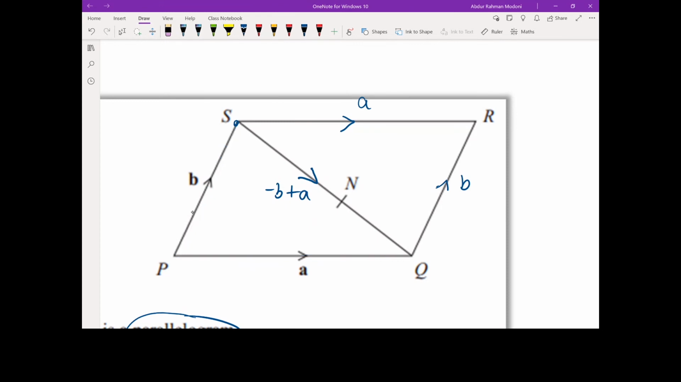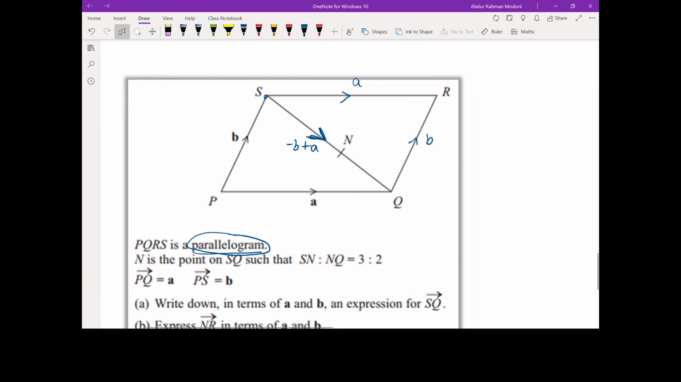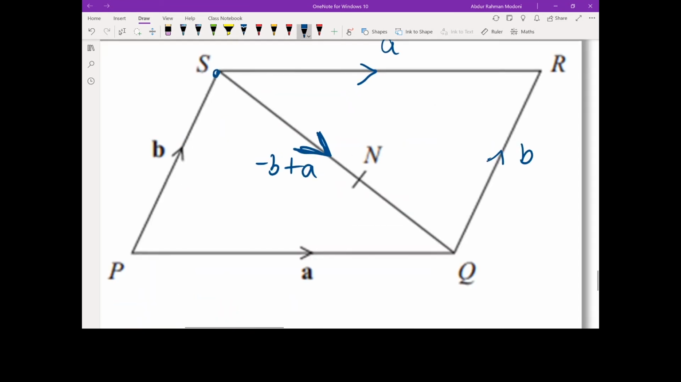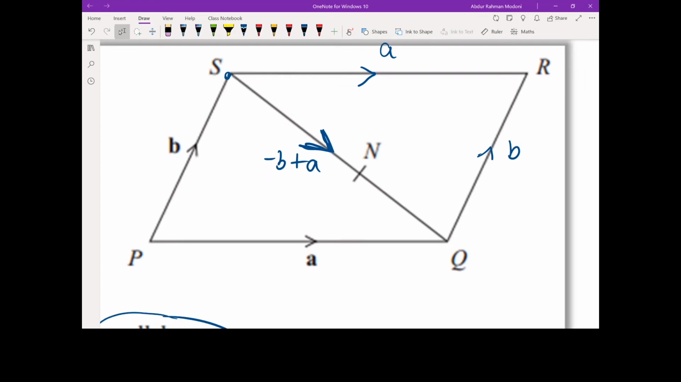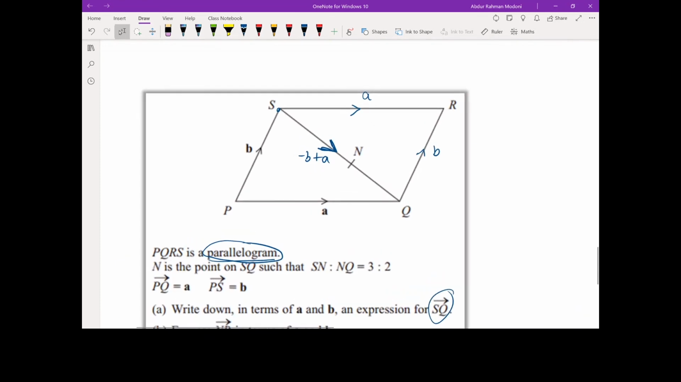That minus B plus A that I have is for the whole of S to Q, not up to N. Okay, I know there's an N there, but just make sure you understand that's for the whole route. If you look at part A of the question, can you see what it's saying? Write down in terms of A and B an expression for SQ. Is that what we've just done? Yeah. It says go from S to Q. So we've actually done that. Or if they said go from Q to S, what would we have done? Yeah, just the other way around. Okay, minus A plus B. But that's fine. So that matches what they've asked us to do, part A.